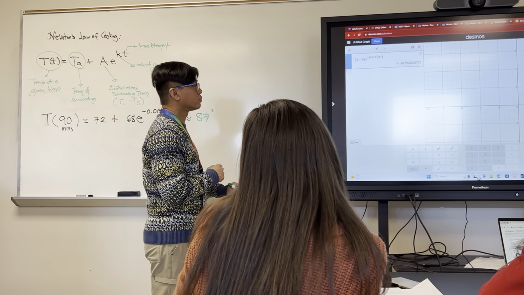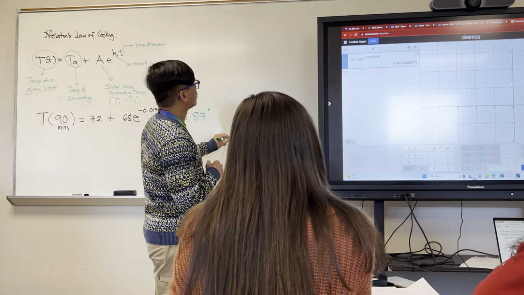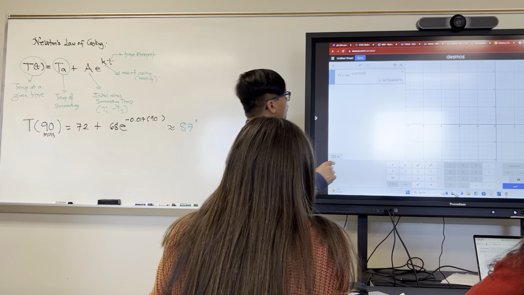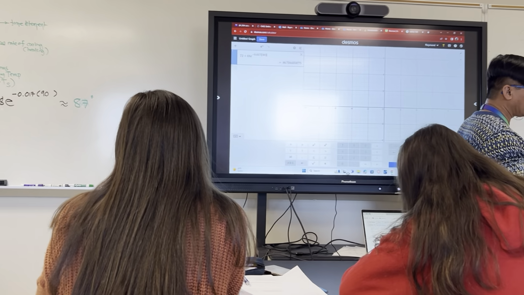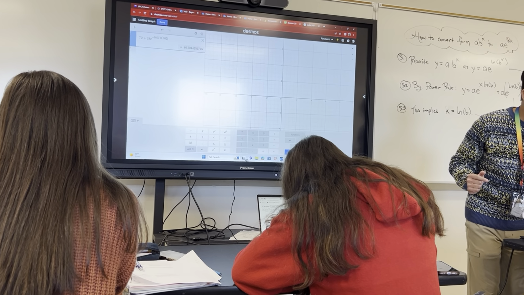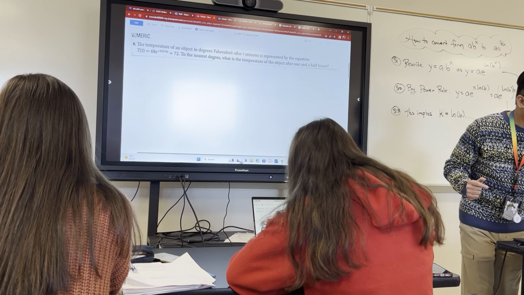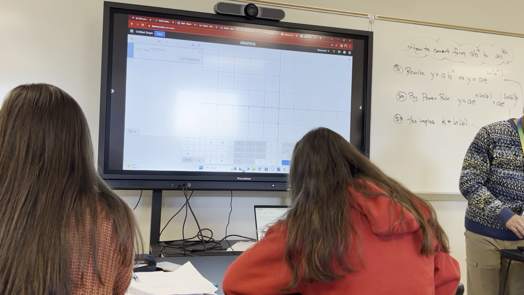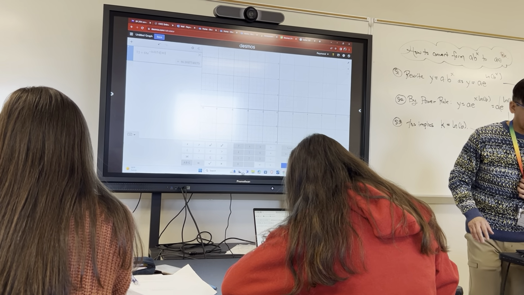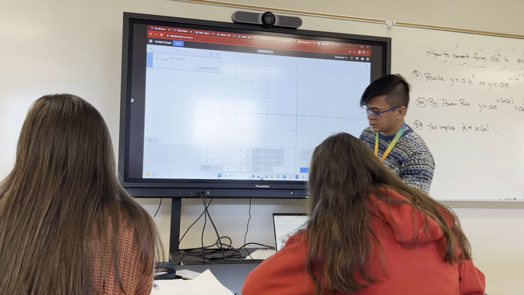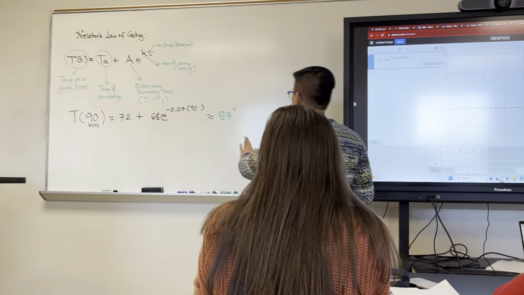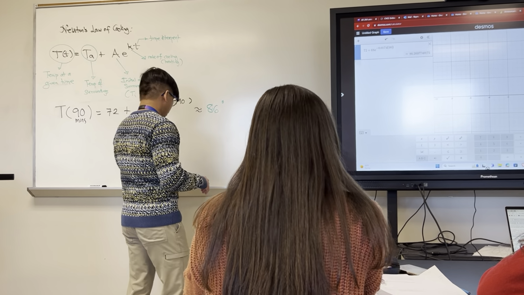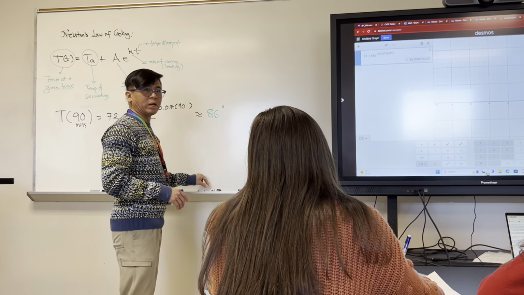Oh, there's supposed to be a 4 besides the 7. 0.017. Let's see, did it say 4? Let's go back to the problem. Oh yeah, 0.0174. Thank you for that one. There we go. Yeah, 86, sorry for that. 86 degrees. So, put it here, 86 degrees.